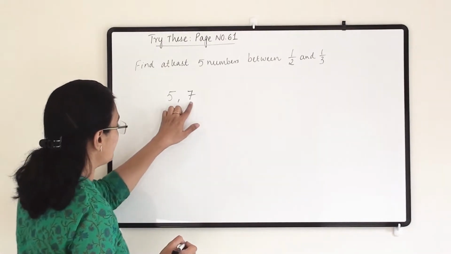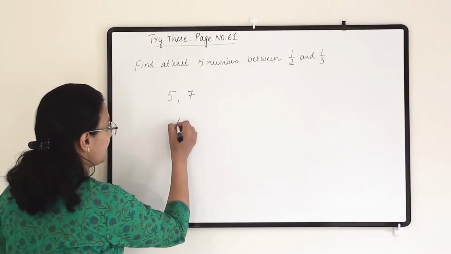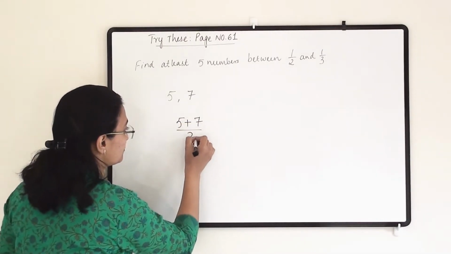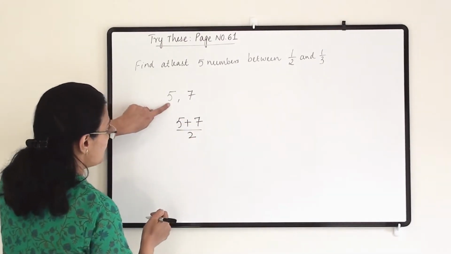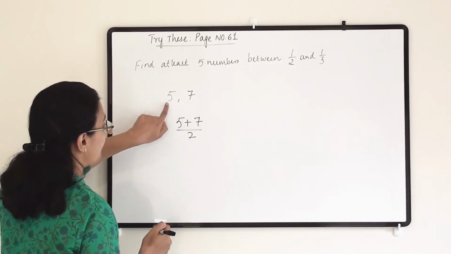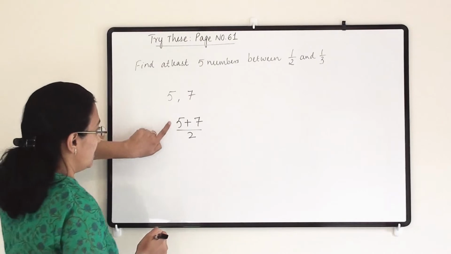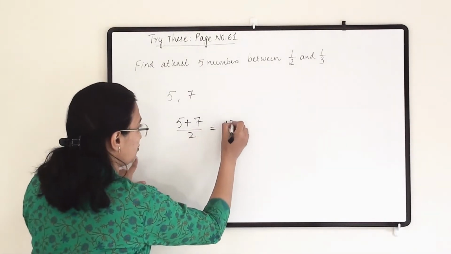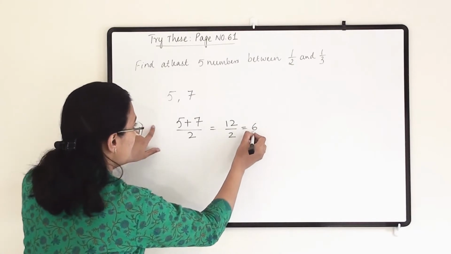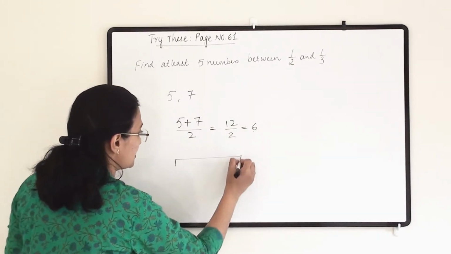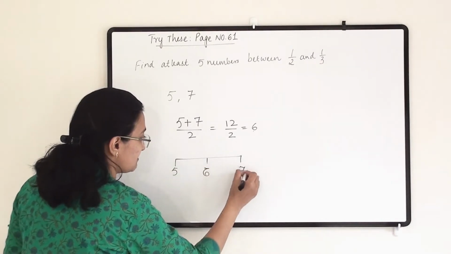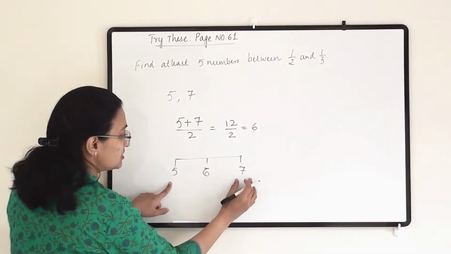So how to find that? We write the average: 5 plus 7 divided by 2. We add these two numbers and divide by 2 because we want the average of these two numbers. So we get 12 divided by 2 equals 6. This is the number which will lie in between 5 and 7. So here 5, here 6 and here 7.